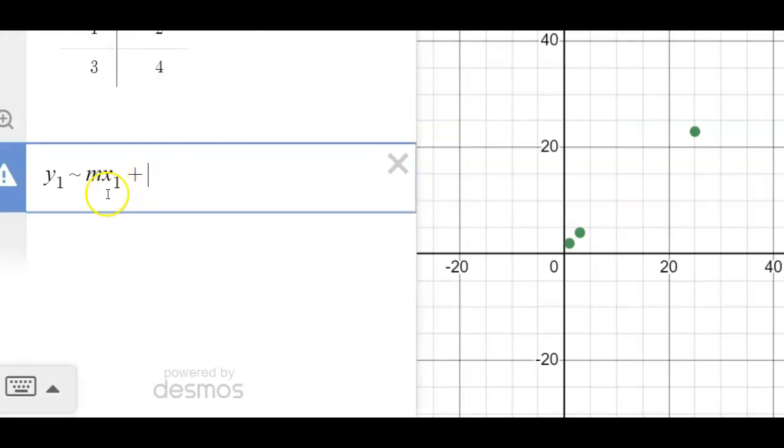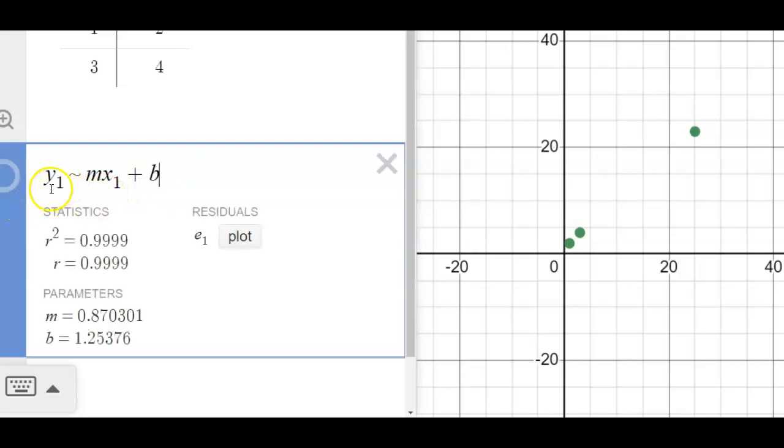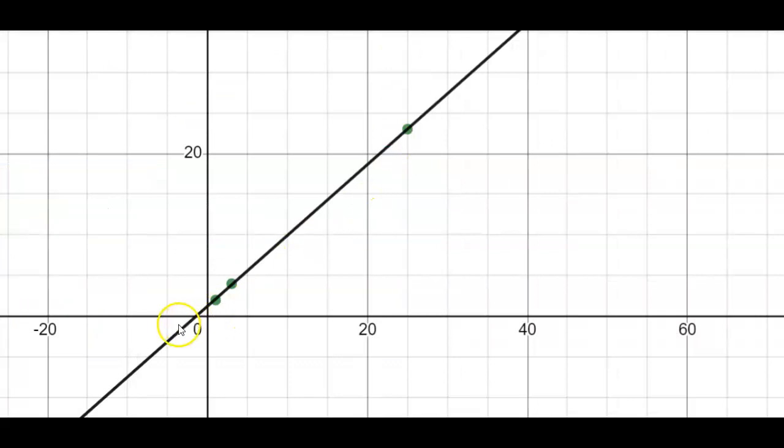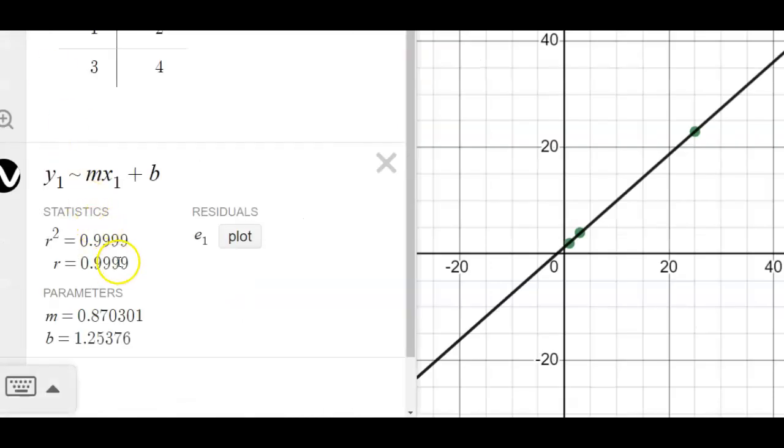And then when you go down to the next line and put in your y sub 1 tilde m x sub 1 plus b, you'll see, not only will you be able to see the linear regression line, but you'll also be able to see the R value. So here is the R value, or the correlation coefficient for this regression line.